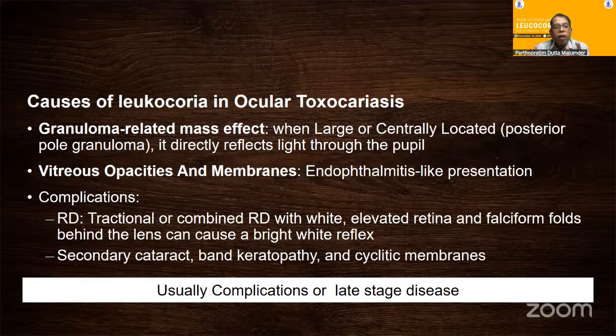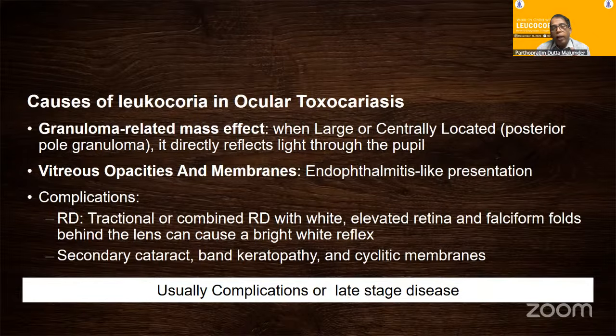Now, the causes of leucocoria in ocular toxocariasis can be the granuloma-related mass effect, as we have seen in these cases. Mostly these are posterior pole granulomas. The peripheral granuloma rarely causes that. The vitreous opacity and membrane can sometimes cause this kind of appearance. Also, complications, for example, a tractional or combined retinal detachment in cases of toxocariasis, can cause it. And of course, as I mentioned, a secondary cataract or other complication can cause it.